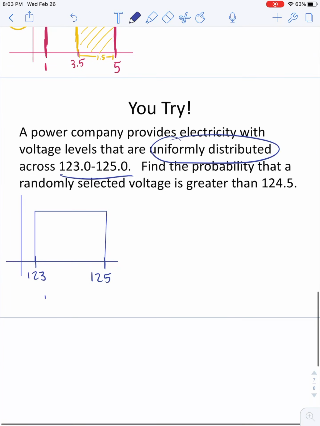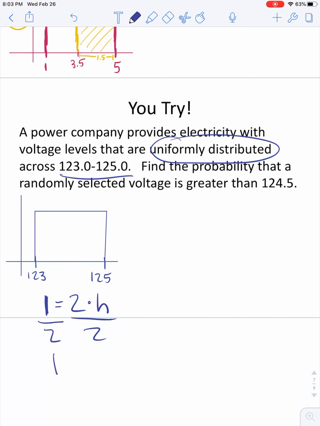So 1, the area of the rectangle, it's always 1, equals base times height. My base is 2 units wide, so 2 times, I don't know the height. I divide by 2, and I get h equals 0.5. 1 divided by 2 equals 0.5. So right here is 0.5. That's my consistent height. That's what a uniform distribution is. It's something where all of the random variable range has the same probability of occurring, and that height's 0.5.